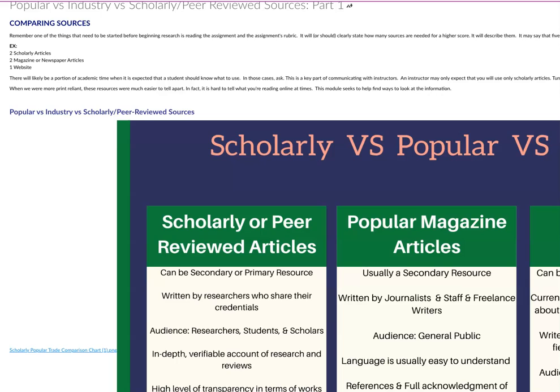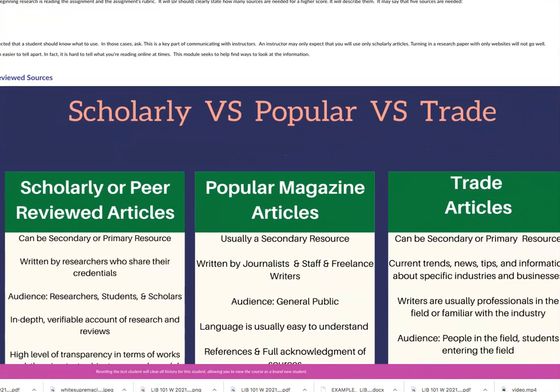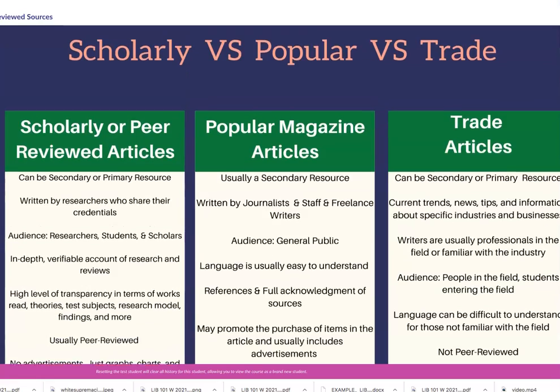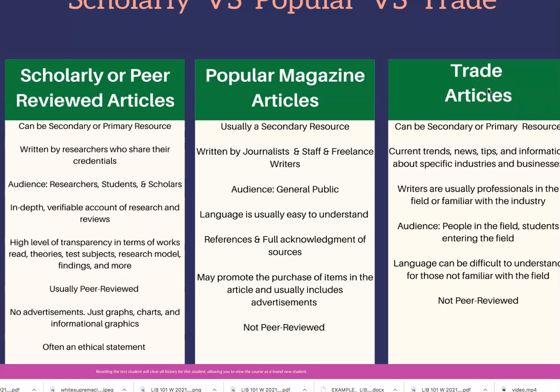Our ProQuest database has these pretty well laid out. A scholarly versus popular versus trade. These are very, very important. Probably for here, some of you may actually need trade articles and be able to use things from a business or agricultural sense. Sometimes a trade article is going to be very practical and you'll be able to take some of that information and hit the road with it. It's from people that are really doing the things, as it were.